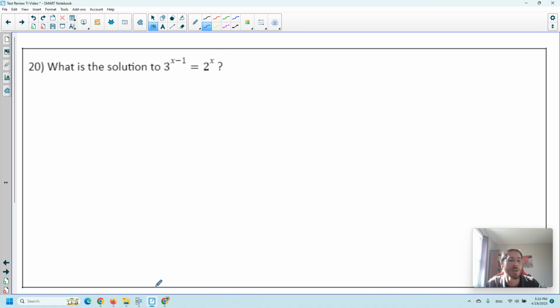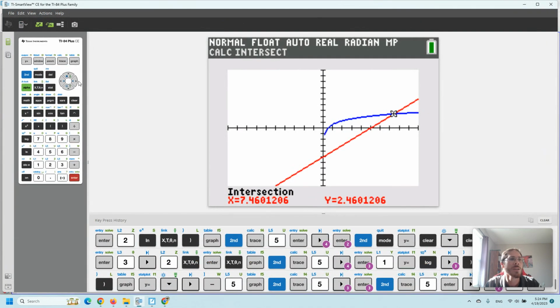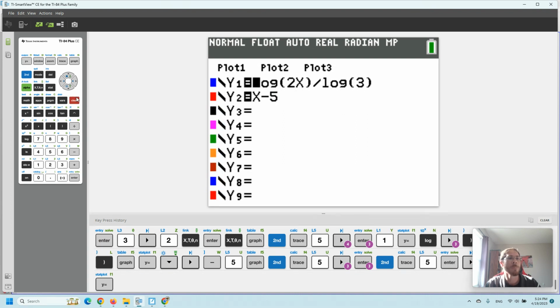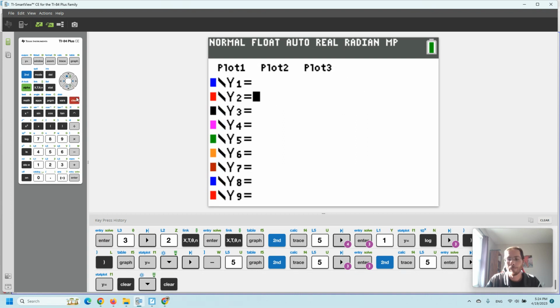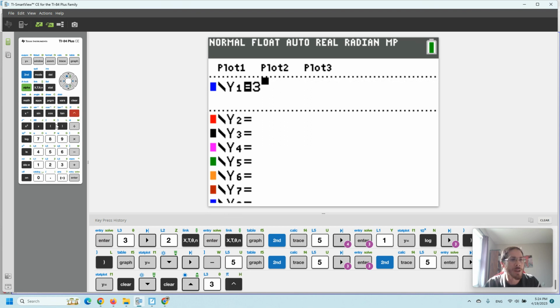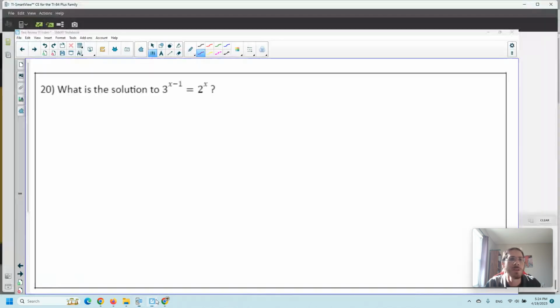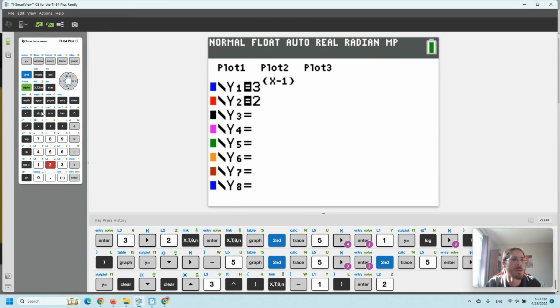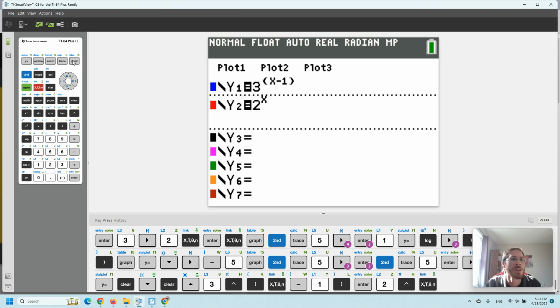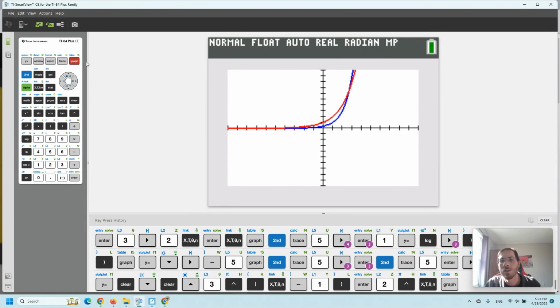Honestly, we're probably going to solve this by graphing. So 3 to the x minus 1, e to the power of, I'm not going to get tricked. I'm not going to type x this time. x minus 1. And then I think it was 2 to the x. It is 2 to the x. 2 to the power of x. All right, so again, we just need to see where these cross. Okay, that looks like they're going to cross right there.